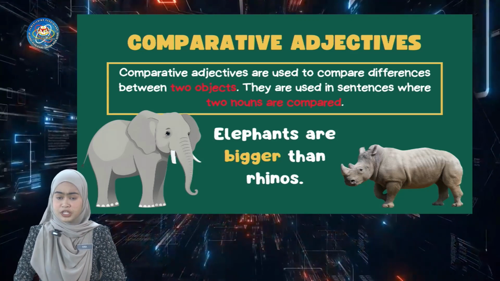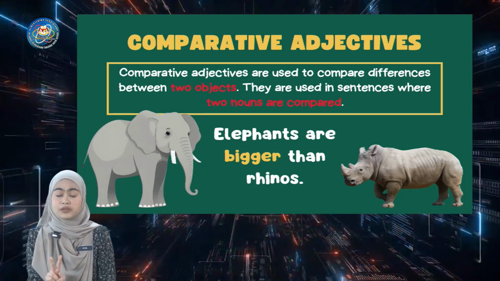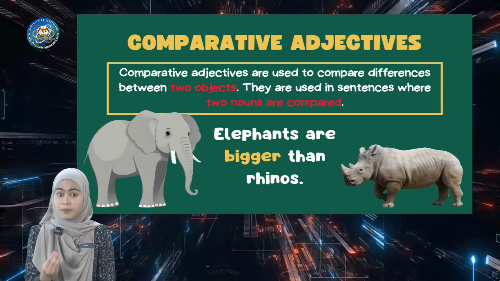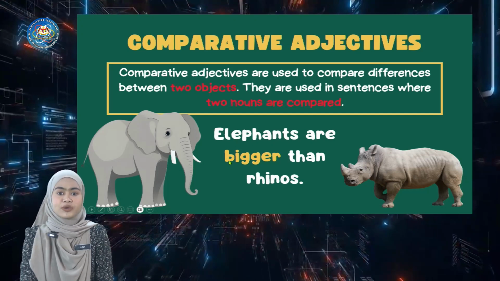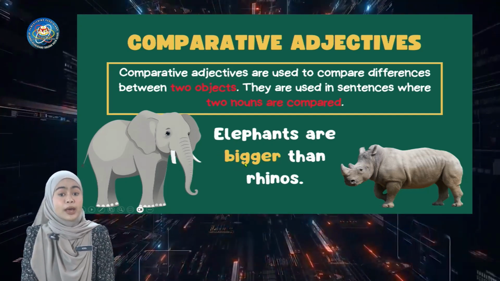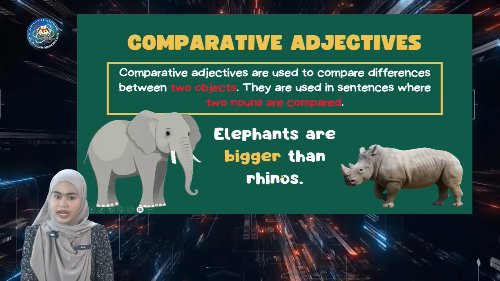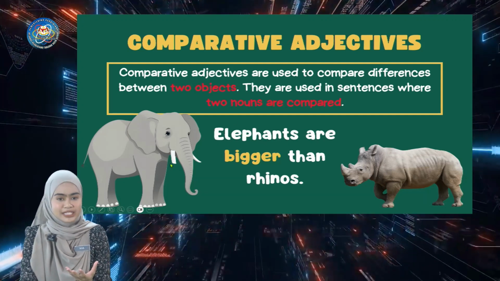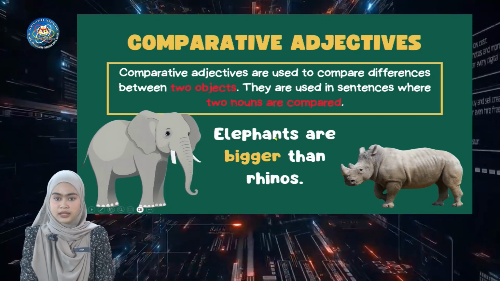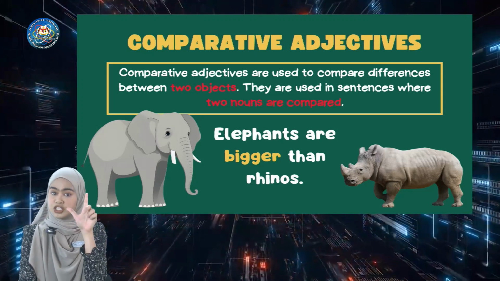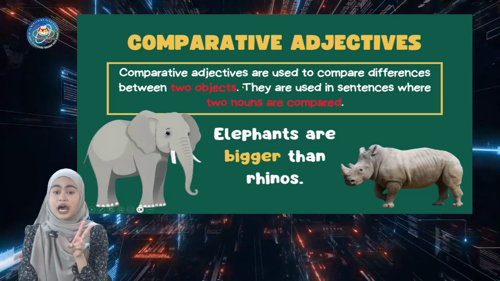Comparative adjectives are used to compare differences between two objects. They are used in sentences where two nouns are compared. We can look at the example below. The first one: elephants are bigger than rhinos. Here you can see this comparative adjective, bigger, is used to compare two animals, elephants and rhinos. Obviously, elephants are bigger than rhinos. The nouns present in this sentence are elephants and rhinos, which are two nouns. So here we use a comparative adjective, because two nouns are being compared.